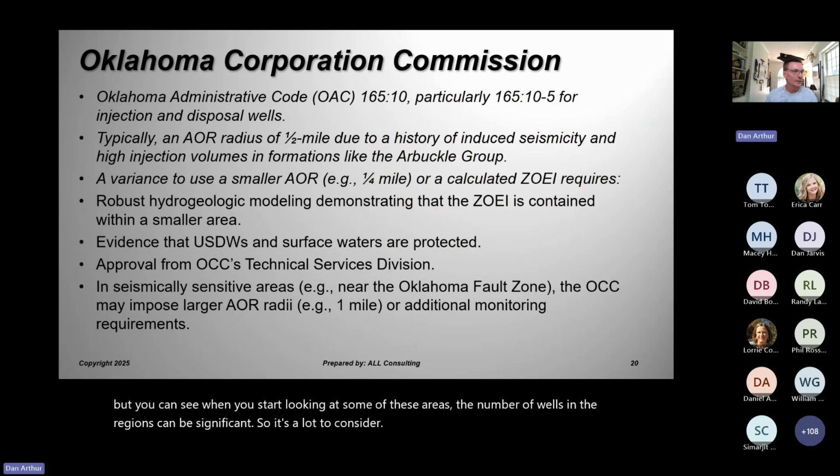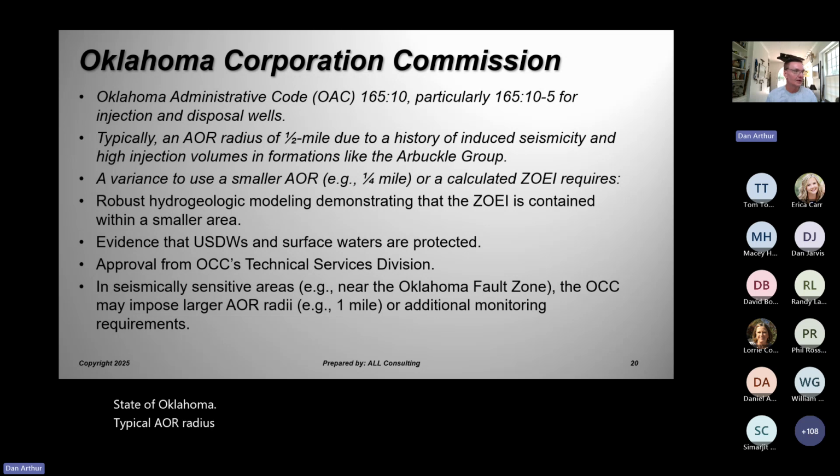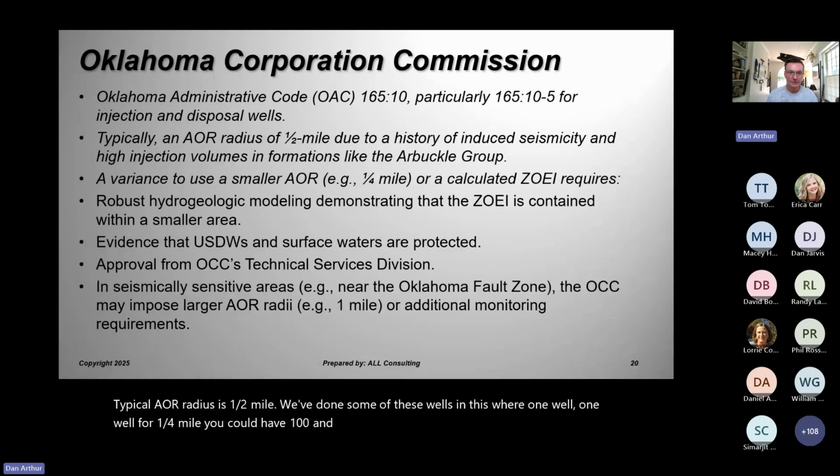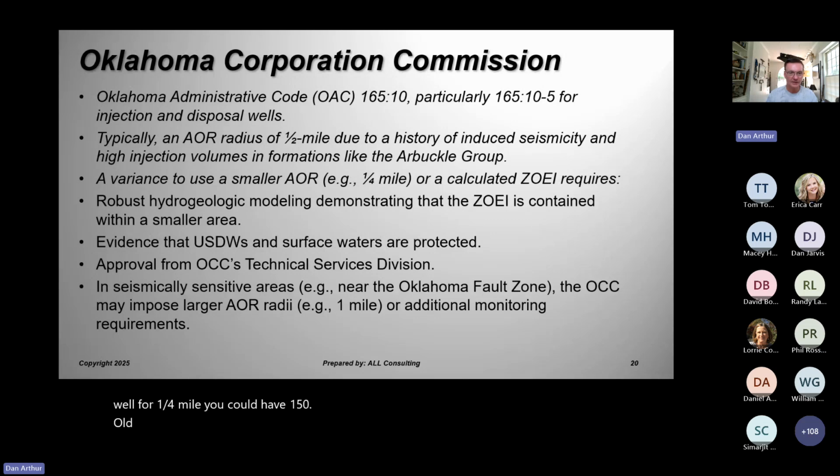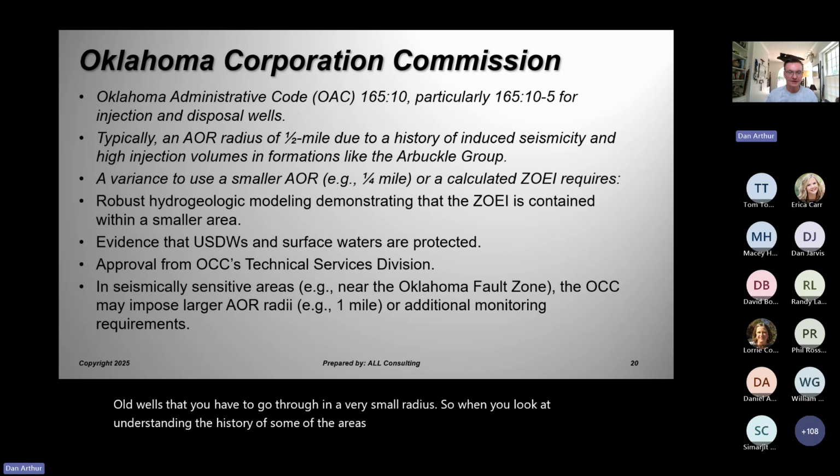State of Oklahoma, typical AOR radius is a half mile. We've done some of these wells where, for one well within a quarter mile, you could have 150 old wells that you have to go through in a very small radius. So when you look at understanding the history of some of the areas, understanding that is significant.